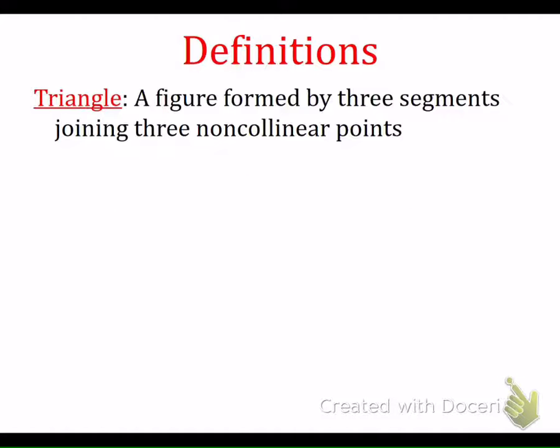It's all about classifying triangles. So first, let's just define what a triangle is. A triangle is a figure formed by three segments joining three non-collinear points. That basically means that the 3 points can't be on the same line. If they're on the same line, you just end up with an extra long line, right?